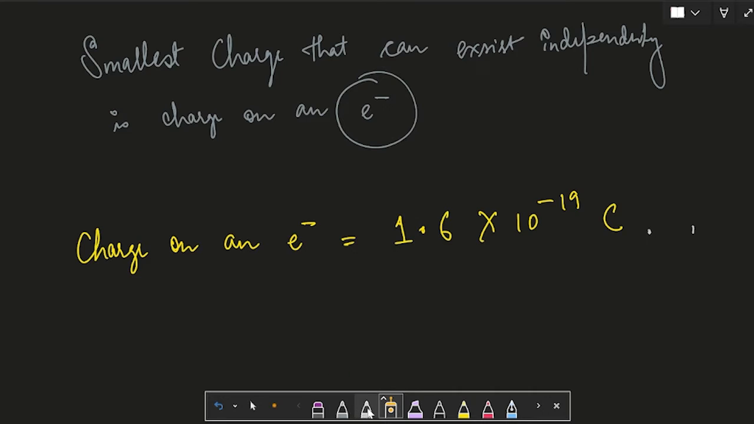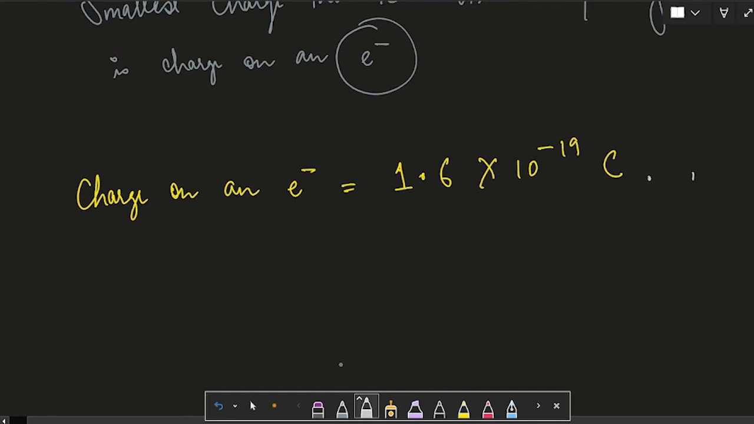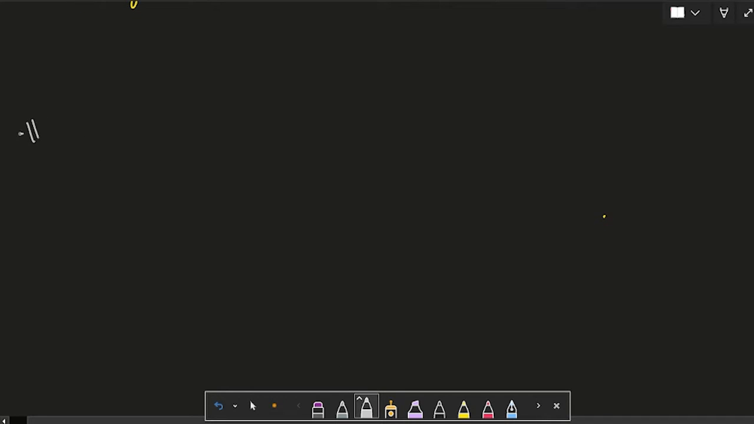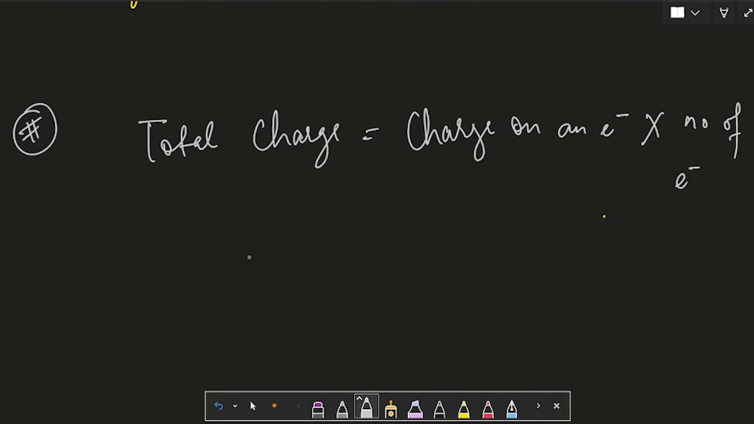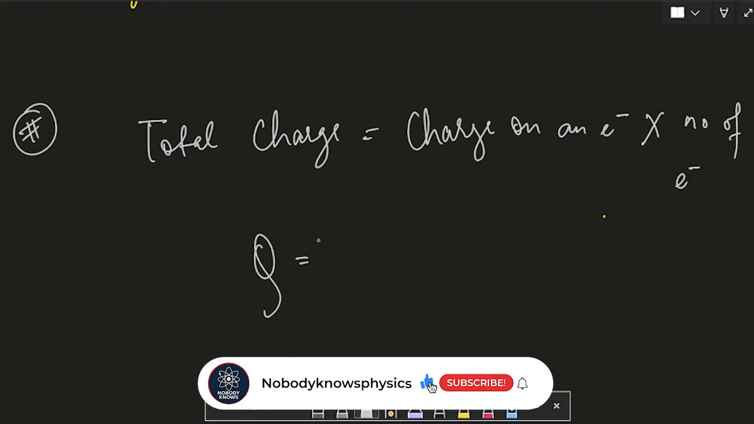Okay, now we'll go down to the mathematical formulations for charge. Let's say total charge is equal to the charge on one electron multiplied by the number of electrons. So we write the mathematical formula like this: Q, which is the total charge. Charge on an electron is E, and we multiply this with N.